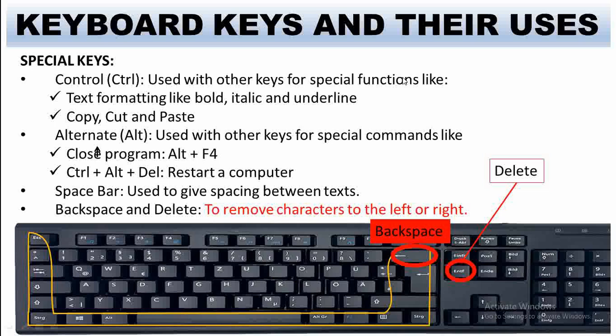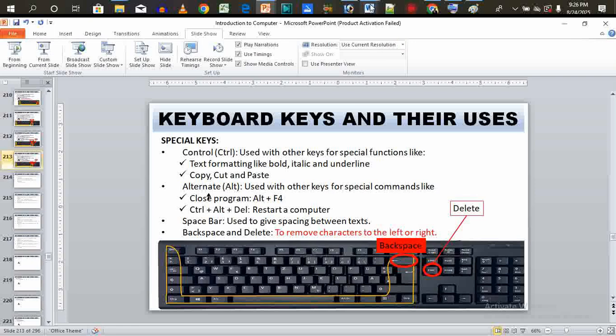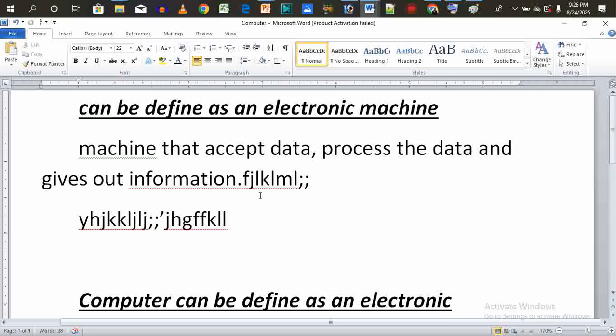To remove a character to the left or to the right: if we want to remove a character to the left, we use backspace. If we want to remove a character to the right, we use the delete button. What do I mean by removing characters to the left and right? So let's go back to our Microsoft Word. Let me bring my cursor here. You can see the cursor blinking. At the back of the blinking cursor, that's where we have that. At the front of it we have accept. At the back we have that.